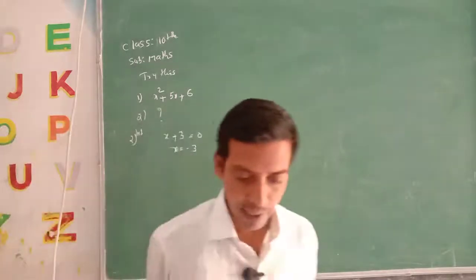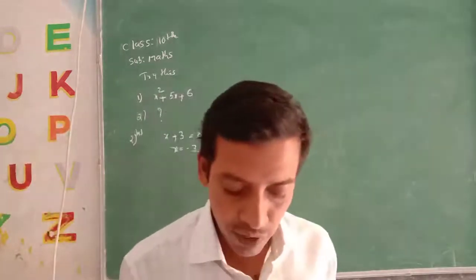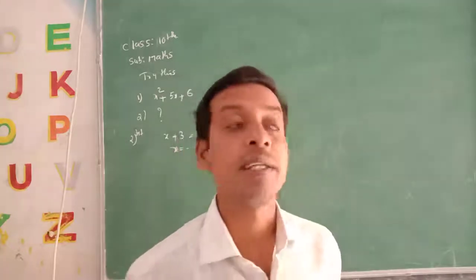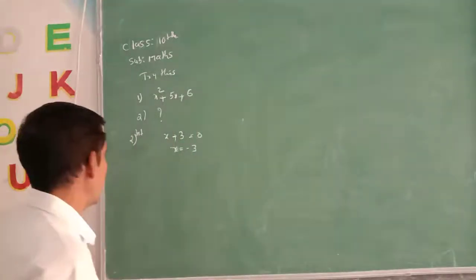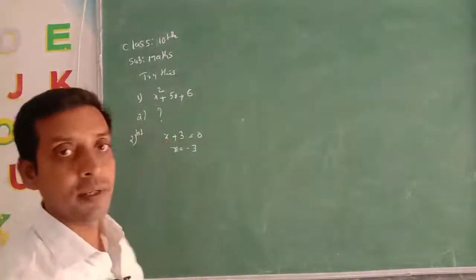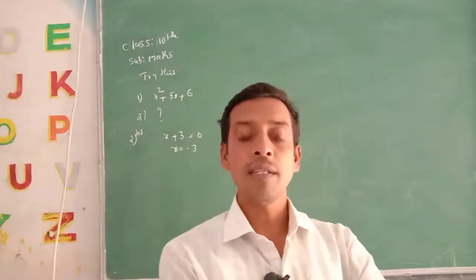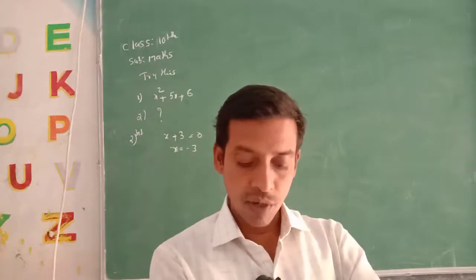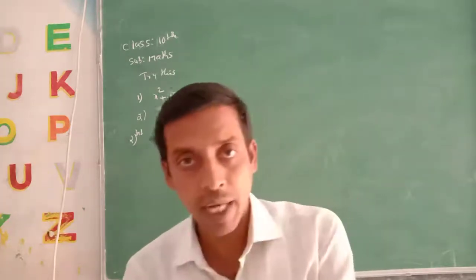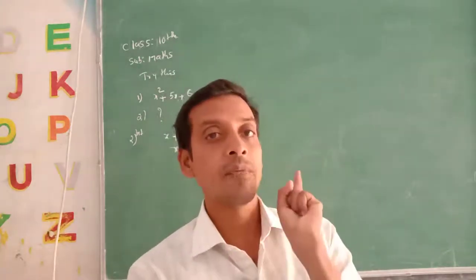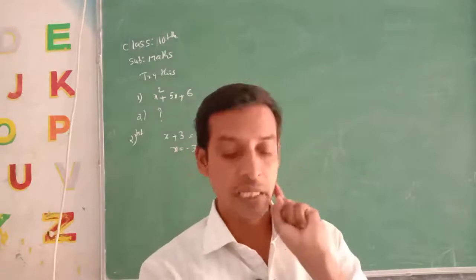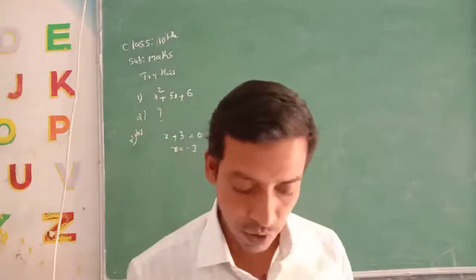Next. How will you verify the quadratic polynomial has only 1 zero? How will you verify? If the degree is 1, we can verify the polynomial has only 1 zero. We can verify that the linear polynomial has only 1 zero. Next, fourth one.